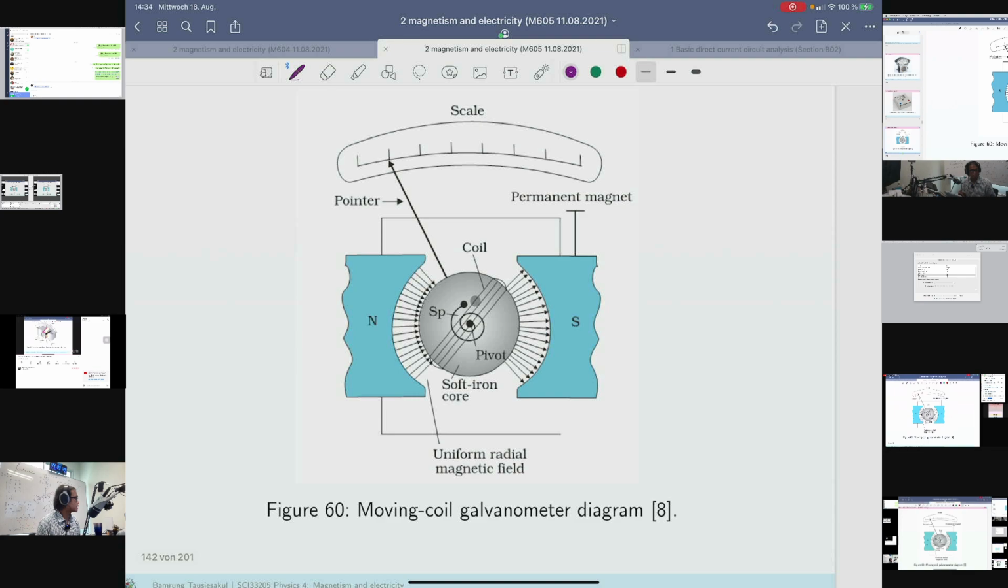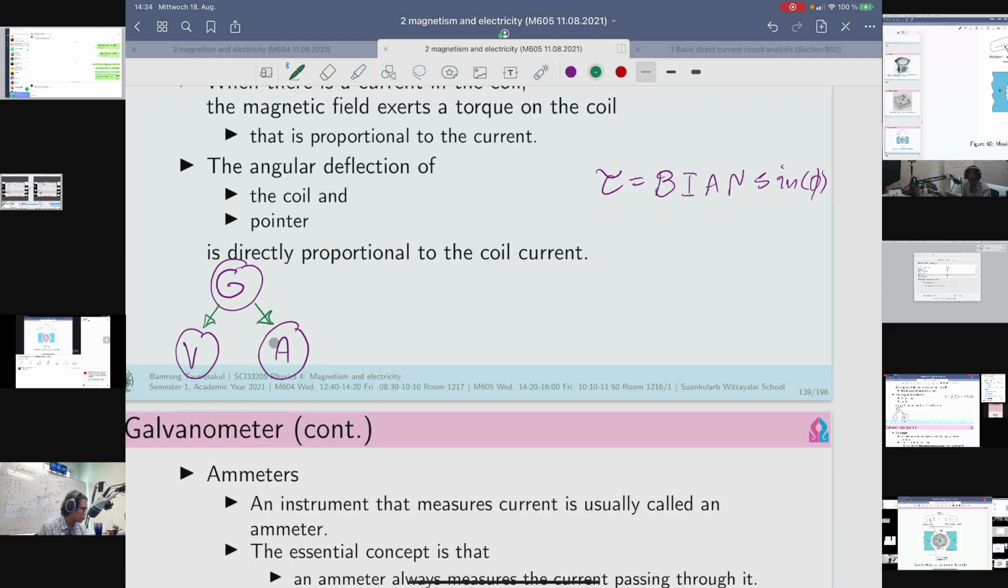Well, there are two ways to use the galvanometer, and we will face them right now. The first one is to use it as the ammeter. Here is the notation of the galvanometer. You have the capital G, and it can be used as the voltmeter and the ammeter. There are two ways for that. As you know, the ammeter is used to measure which quantity? What do you think?